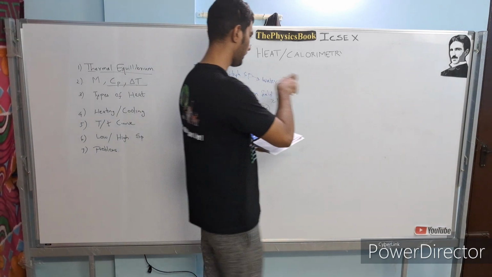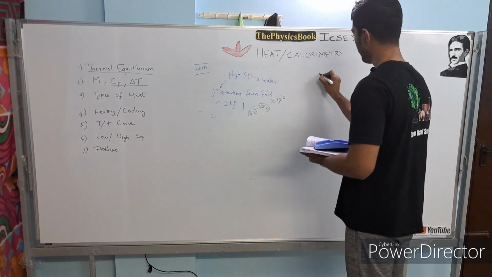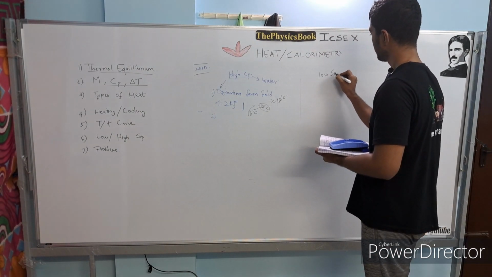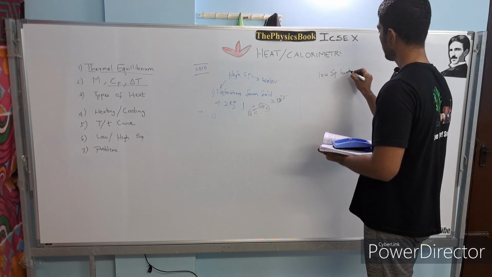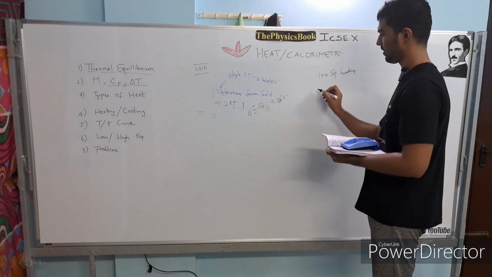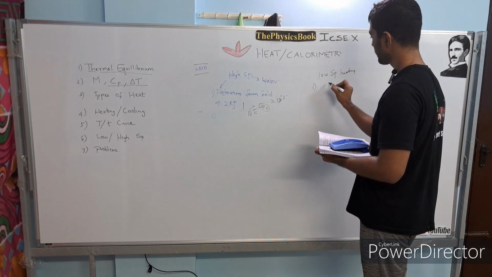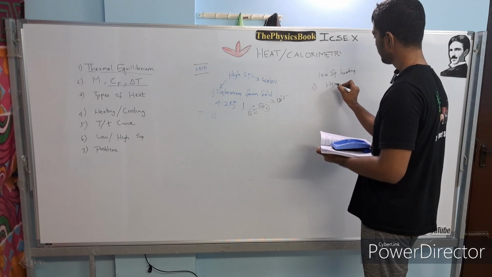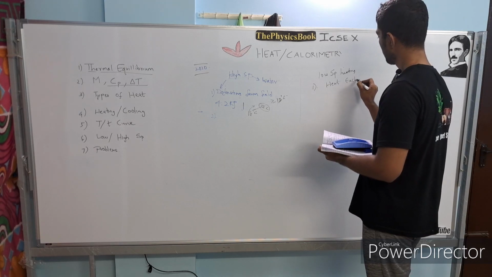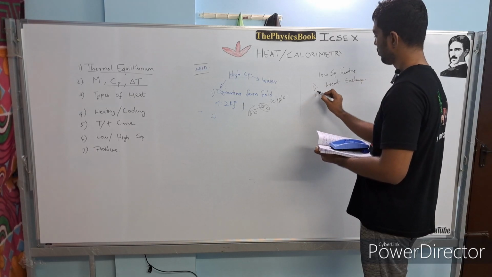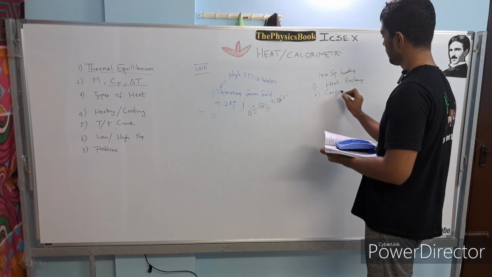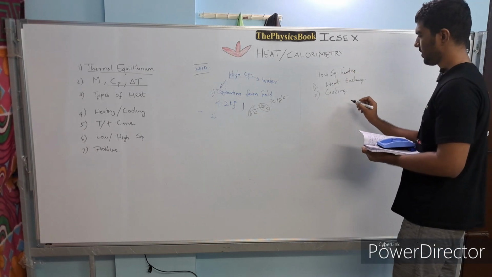Now we will extend this to low specific heat capacity as well. So which applications will use low specific heat capacity? Mostly it will be heat exchangers and cooking. Cooking we just saw a few times back.